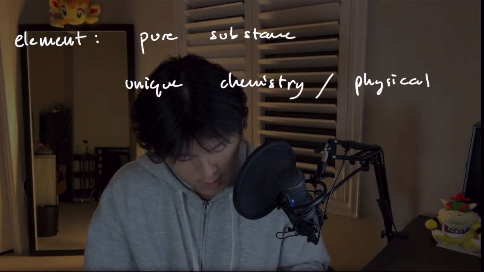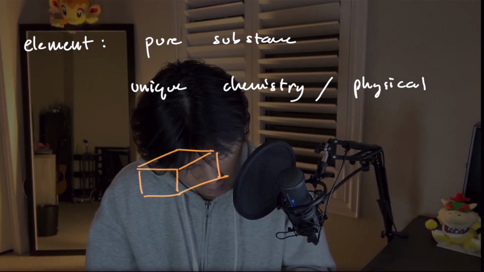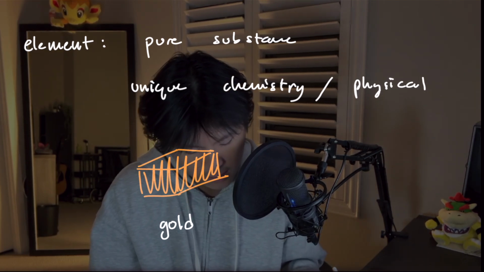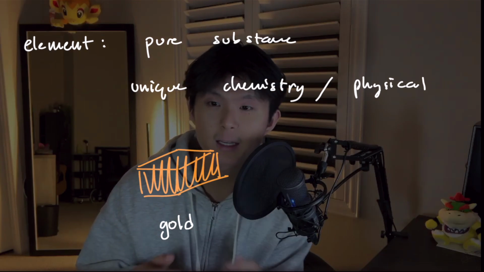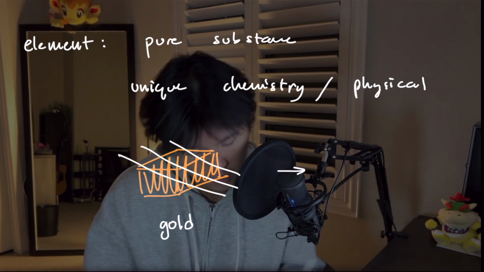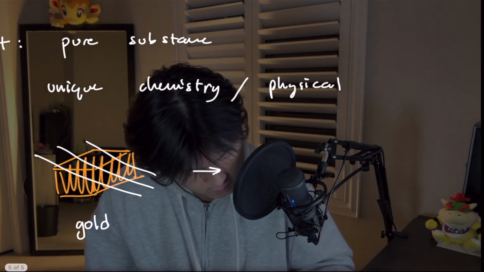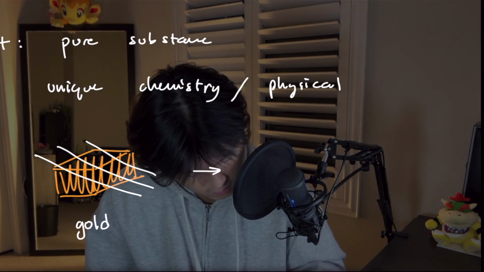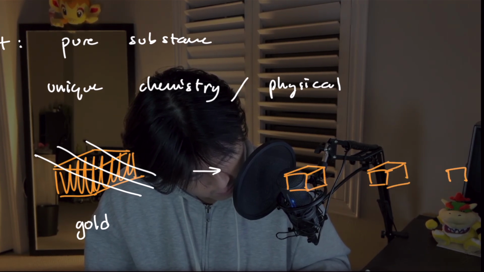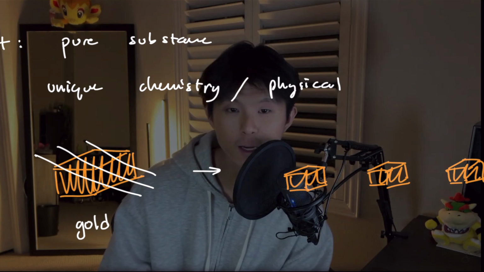So let's take a golden brick, for example. All right, this is a golden brick. Gold. Let's say that you are trying to splice this gold brick up. 1, 2, 3. Is it still gold? Yes, it is. It is still gold. So, it is still worth the same.